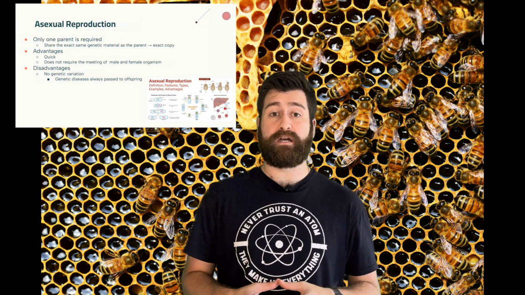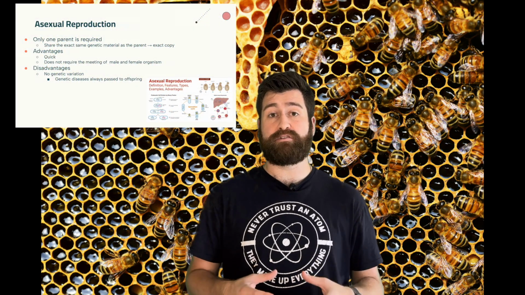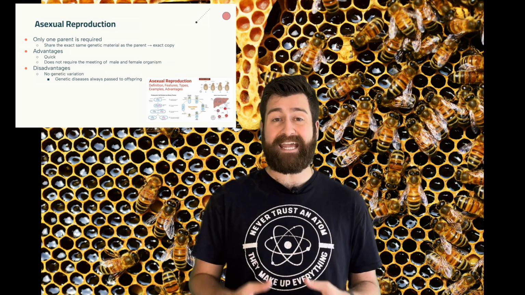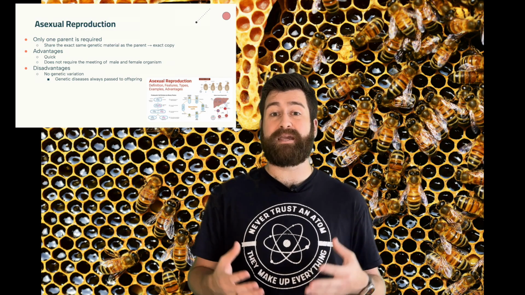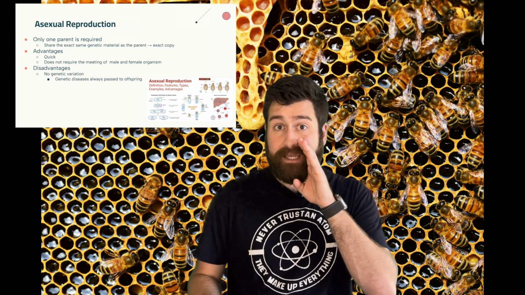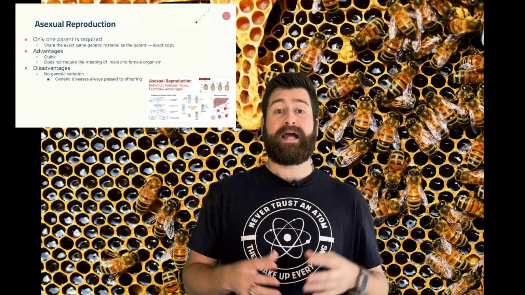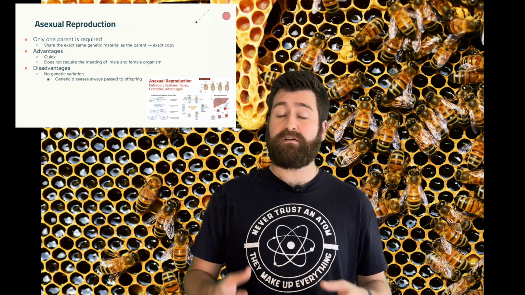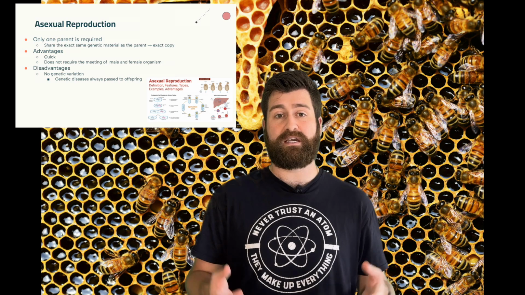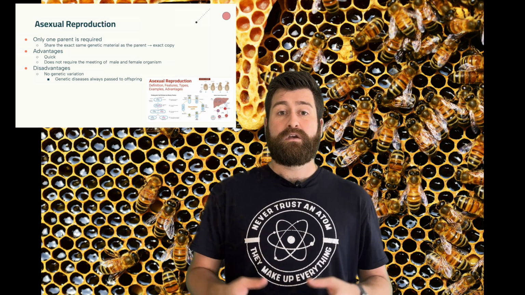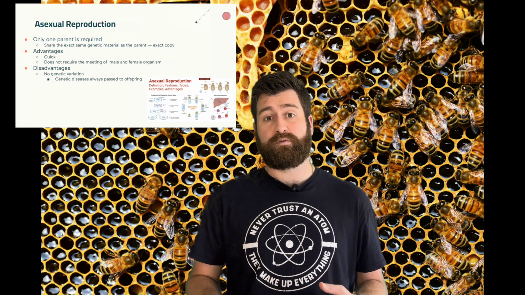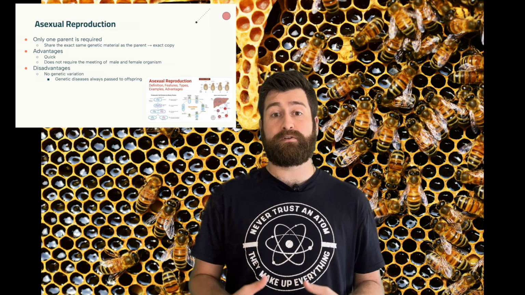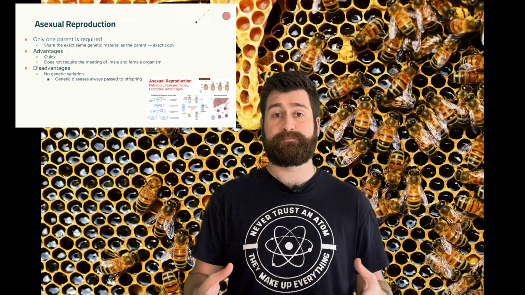In asexual reproduction, only one parent is required, which means that the offspring is going to share the exact same genetic material as the parent, making them an exact copy, just like a clone. There are various advantages associated with asexual reproduction, but there are also disadvantages associated with it too. So one advantage associated with asexual reproduction is that it's quick, which means that more offspring can be produced in a shorter amount of time.